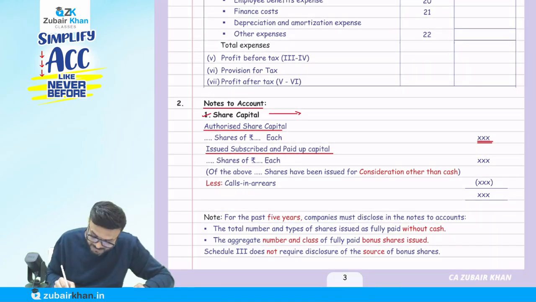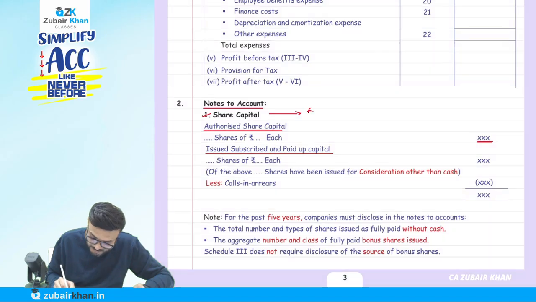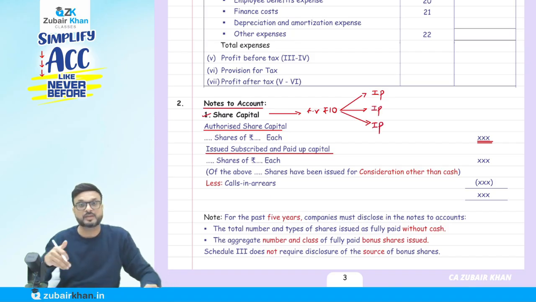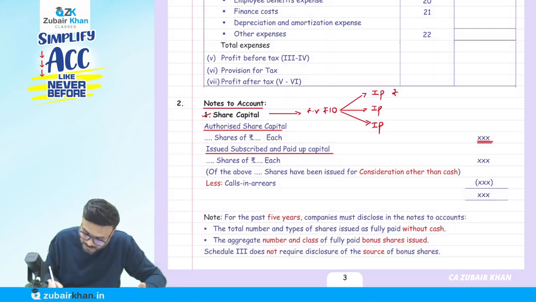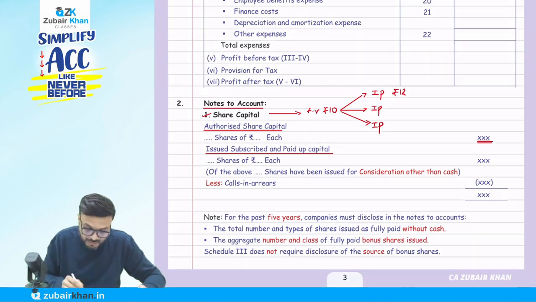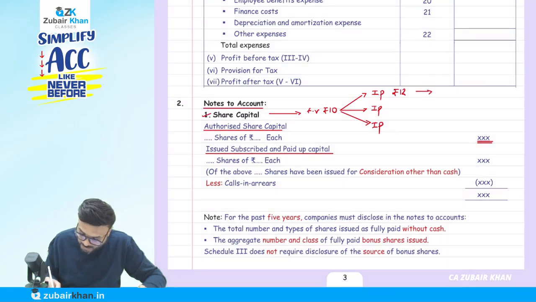To understand this, say the face value is rupees 10. Now the issue price: at what price are we selling in the market? Let's say we are selling in the market at rupees 12. Now understand that understanding is more important.